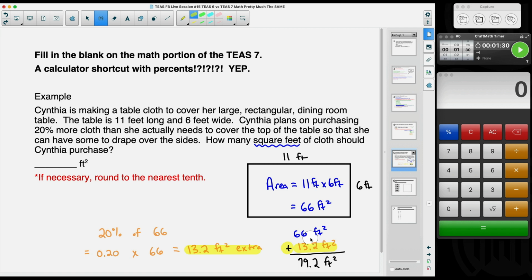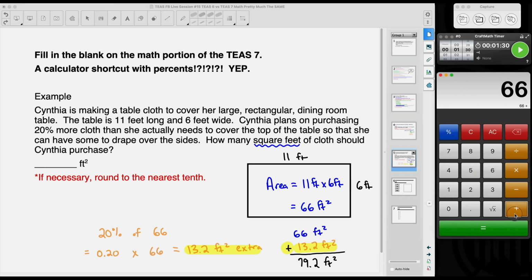Well, here's what you can do if you want to add 20%, or if you want to add any percent. Type in the 66, and I'm going to put plus. Watch what I'm going to do here. Instead of me typing the 13.2, on the TEAS calculator, you can type in plus 20 with the percent key. So I got 66 plus. I'm going to type in 20 with the percent.